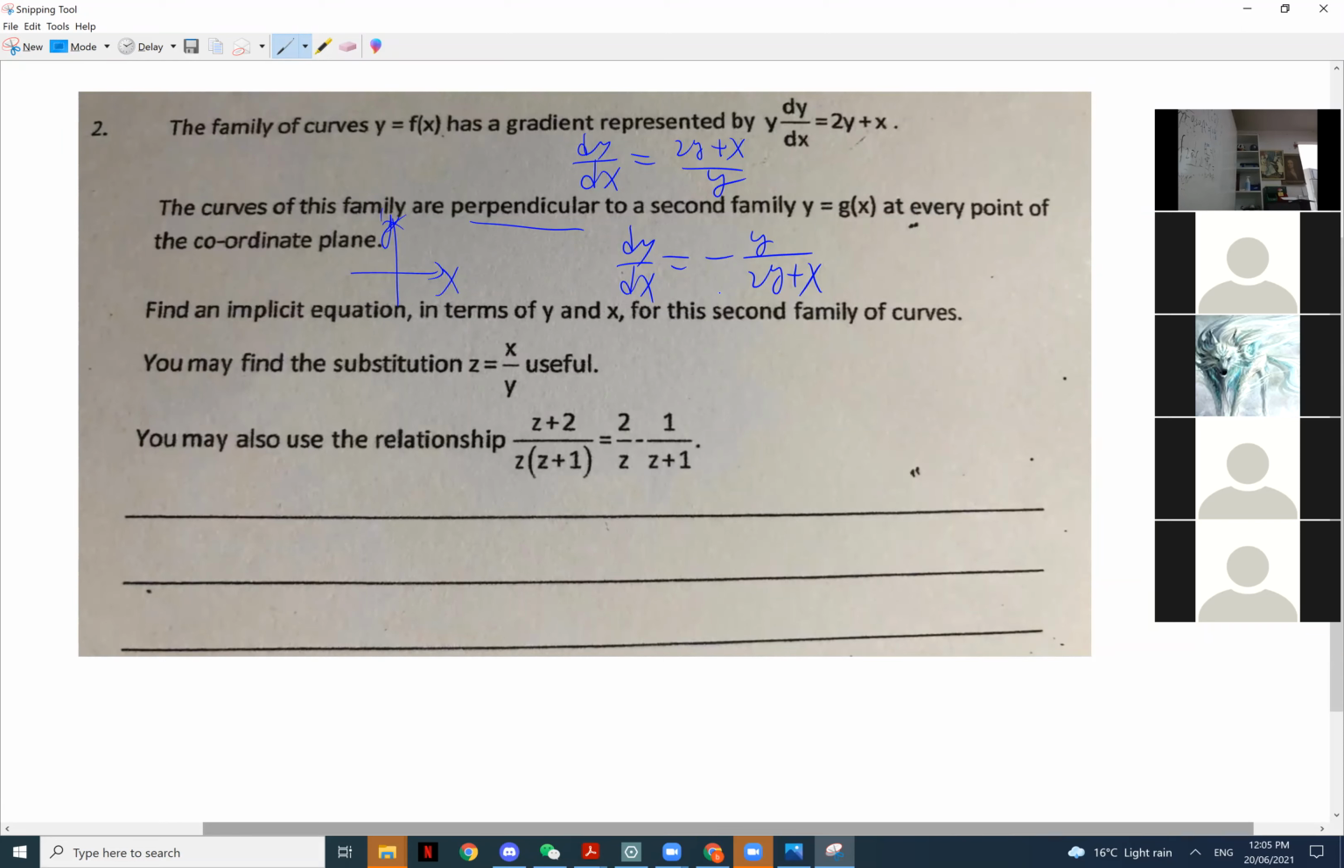After here, this is a differentiation for implicit differentiation. Okay, they ask you to use substitution.